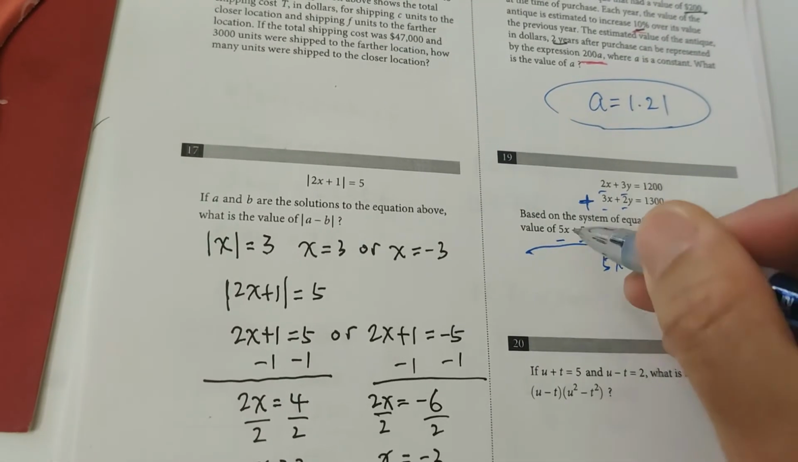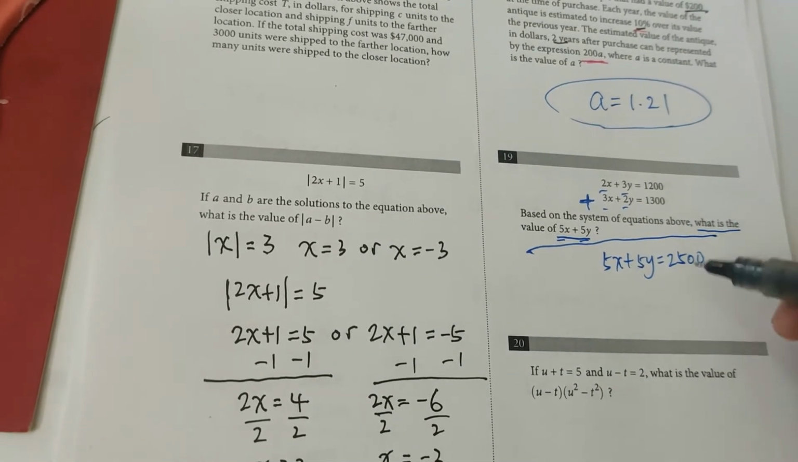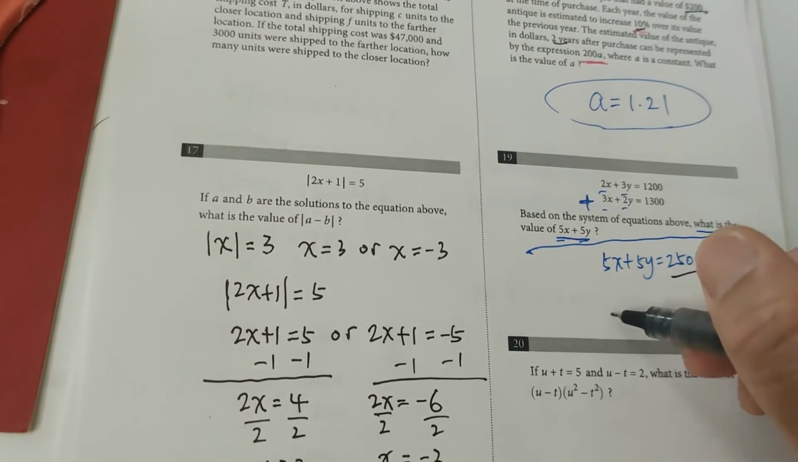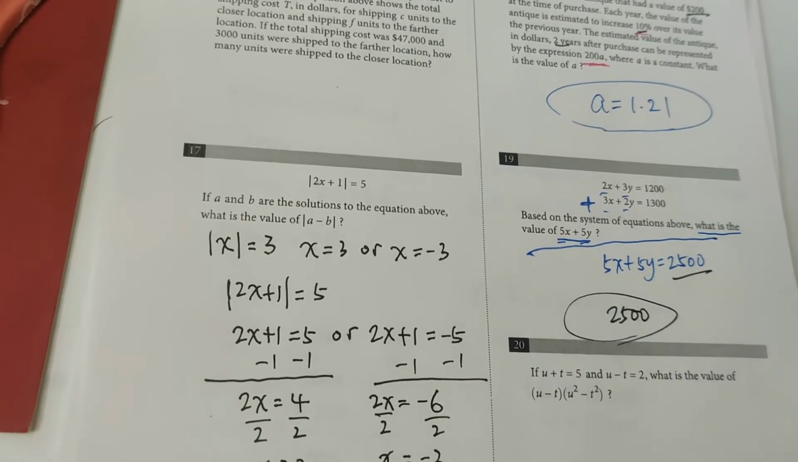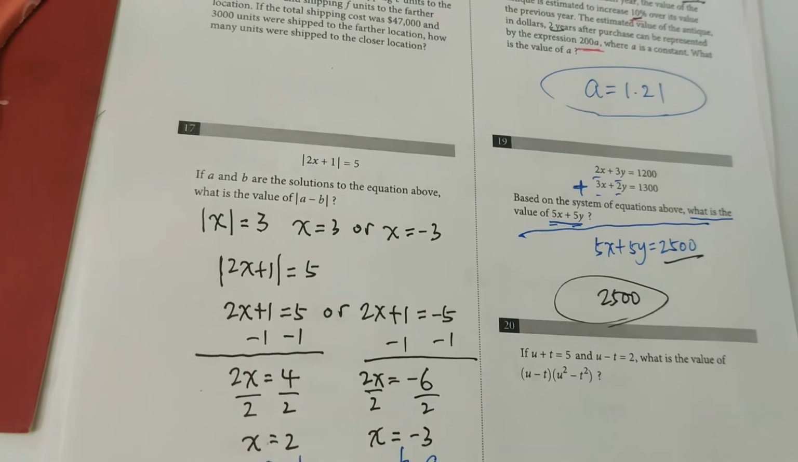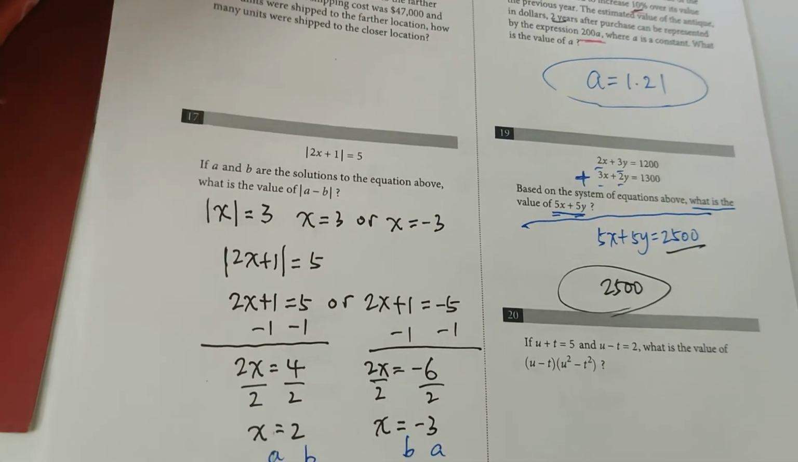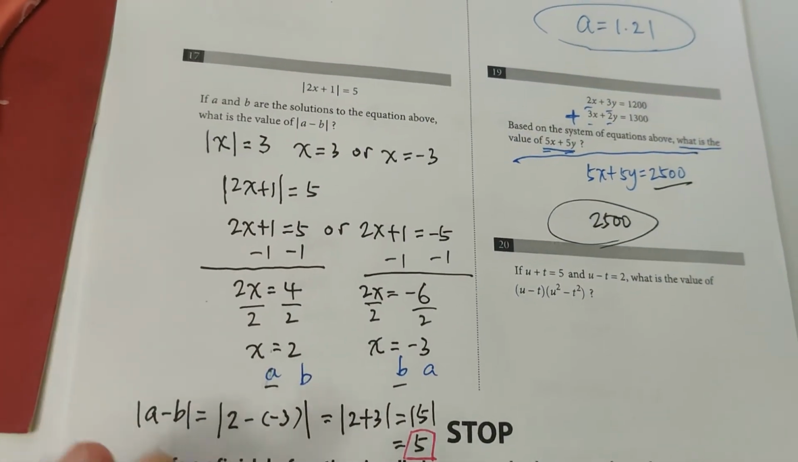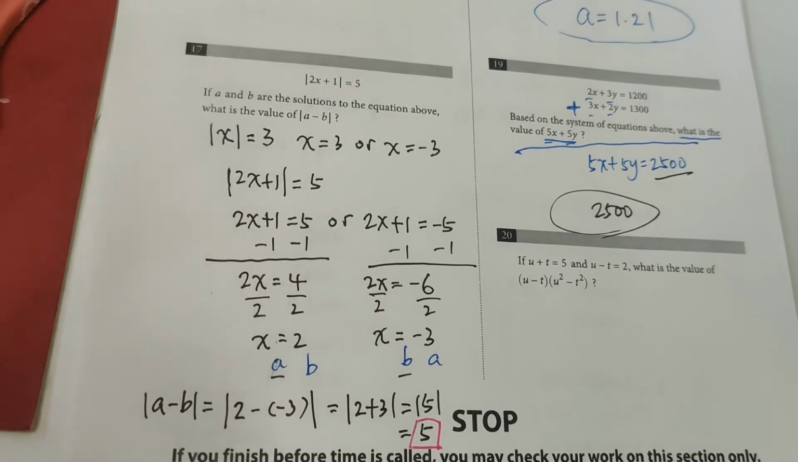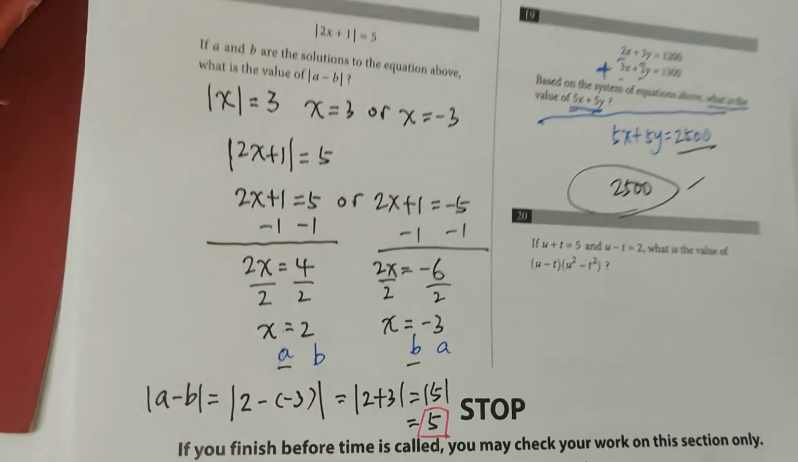And this is what the question is asking for. What is the value of 5x plus 5y? So the answer is 2500. Okay, kind of straightforward. Might look tricky. Anyways, if you can see that 2 plus 3 is 5, you can save your work, rather than doing the elimination or substitution for the system of equations. This will save you a lot of time. Okay, last question of section 3.